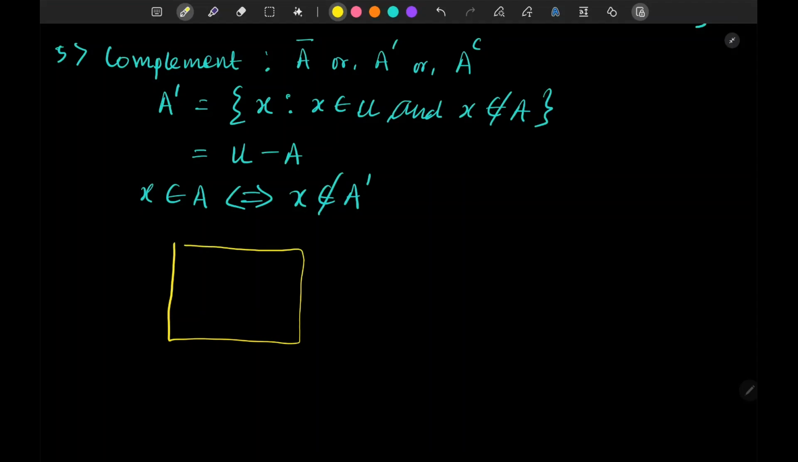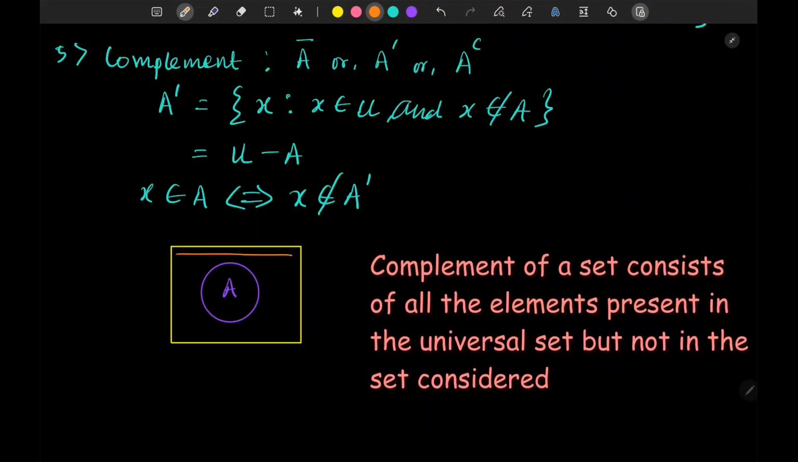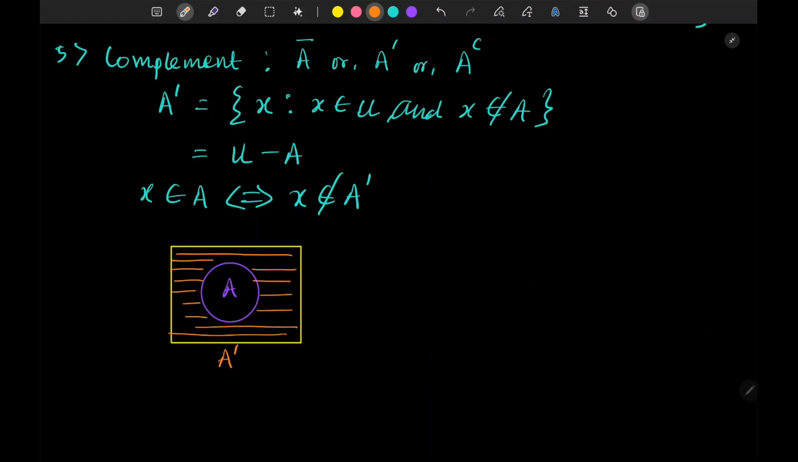So let us take a set A in universal set U. The region between the universal set and the set is shaded, which describes the set A complement. This can be better understood using an example.